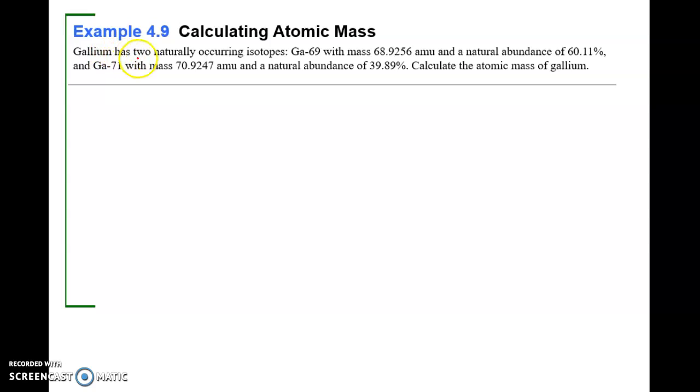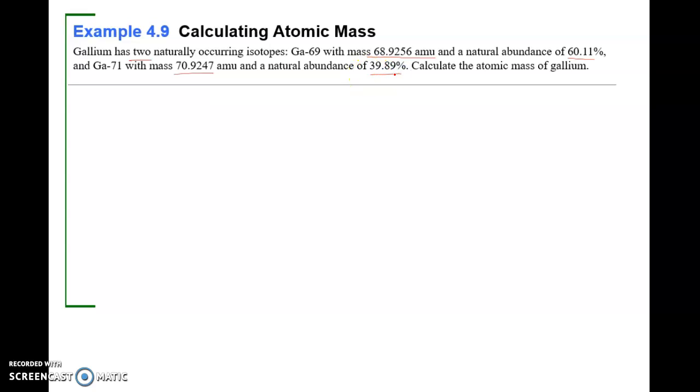All right, let's try one here. So gallium has two naturally occurring isotopes: gallium-69 with a mass of 68.9256 AMU and a natural abundance of 60.11%. And then the other one is gallium-71 with an atomic mass unit of 70.9247 and a natural abundance of 39.89.